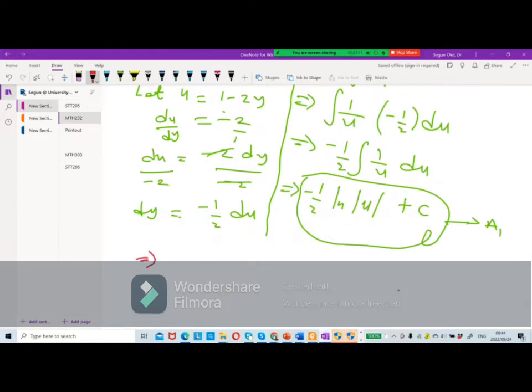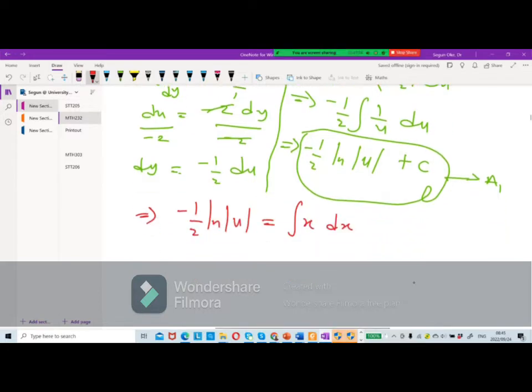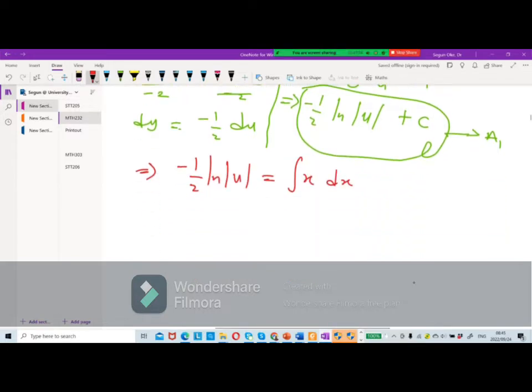So we have it to be -1/2 ln absolute value of U. Are you getting it? Equals to, I can now integrate the other side. Integral of x dx. When you integrate x dx, what is it? X squared over 2. So we have minus 1 all over 2. What is our u? 1 minus 2y. Integrate x, you have x squared over 2, everything plus c.